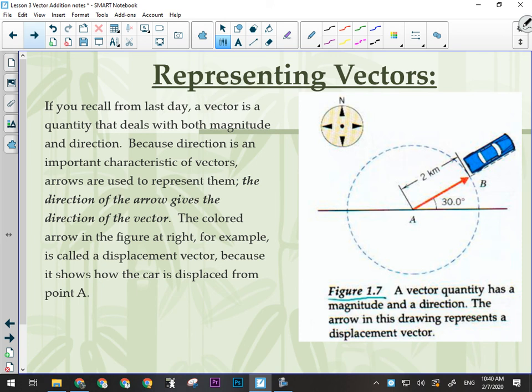Now, 30 degrees east of north, okay? So this would be due north. 30 degrees east of north would be somewhere along that line. This angle here would be 30 degrees east of north. So we do have to kind of know our compass directions a little bit.